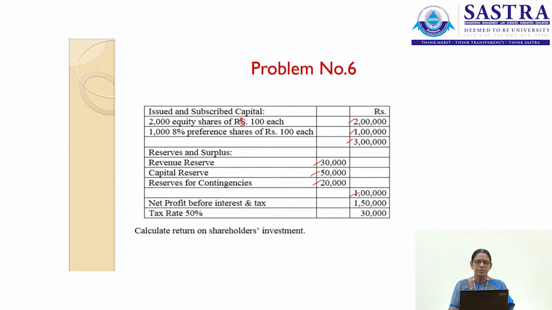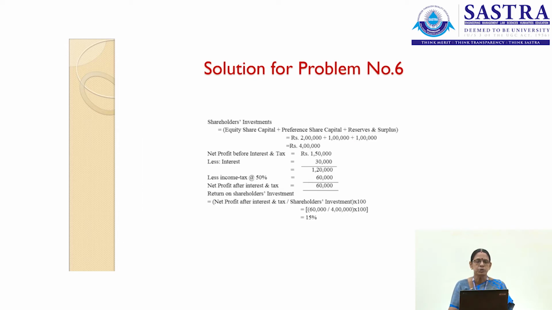Net profit before interest and taxes 1 lakh 50,000. Tax rate is 50%, that is 30,000. Calculate return on investments for your shareholders. As we already said, your net profit before interest and tax is taken for the payment of your interest and tax. After paying your interest and tax, the profit is available to the shareholders. See to it, shareholders investment is said to be equity share capital plus your preference share capital. Whenever we mean shareholders, we include both equity and preference.